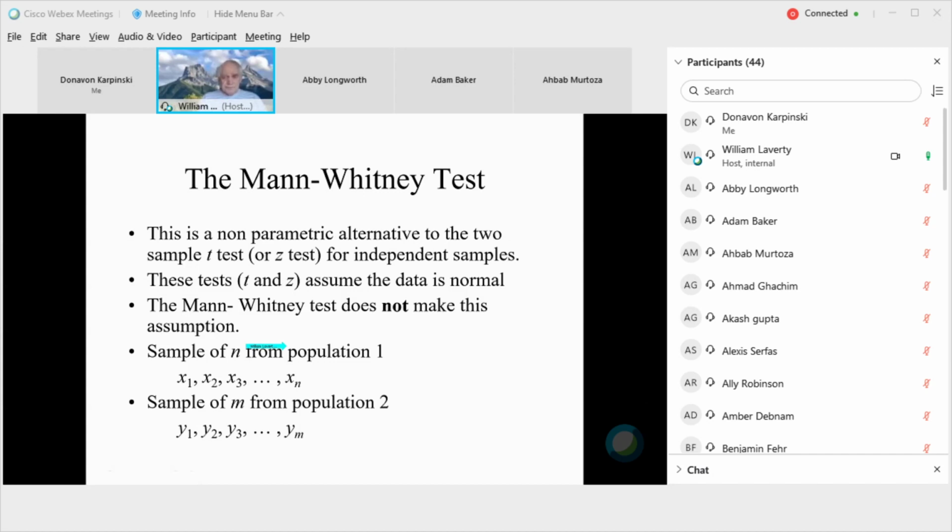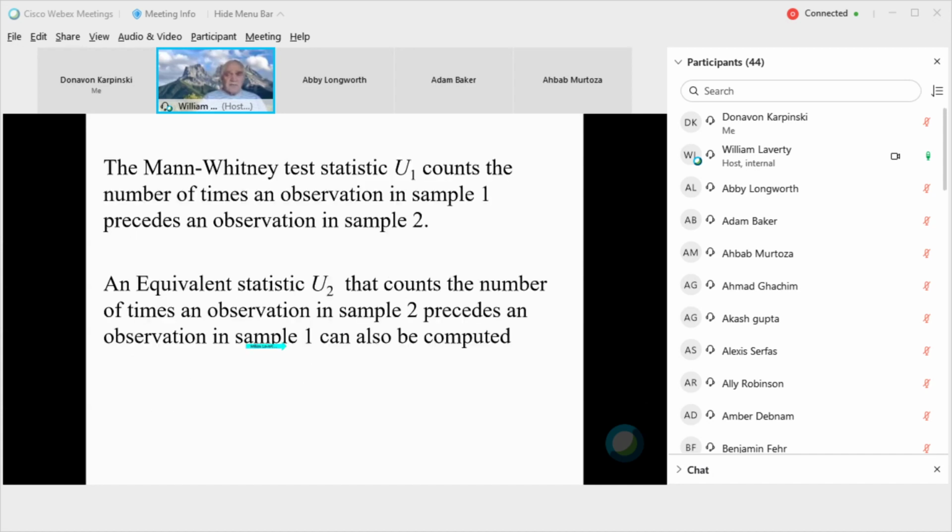Now, quite often the sample size is the same, but it's possible that they're different. If you assume that the data is coming from normal populations, then you can use the t-test and the z-test. The Mann-Whitney test is the non-parametric alternative. There's two statistics you can compute. You count the number of times an observation in sample 1 is below an observation in sample 2.